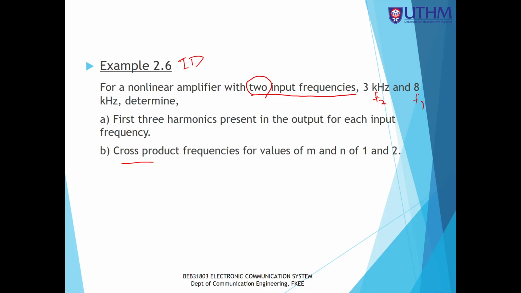The question asks for the first three harmonics present in the output of each input frequency. The first question asks for the location of the harmonics in terms of frequency. Find the location and then find the cross product for values of M and N equal to 1 and 2. Be careful about this, as you will see later: M equal to 1 and 2, N equal to 1 and 2.